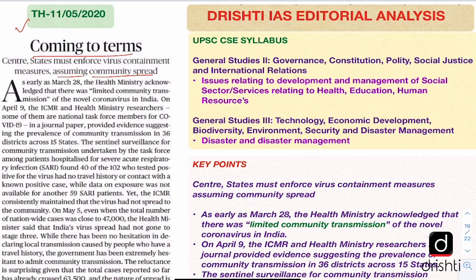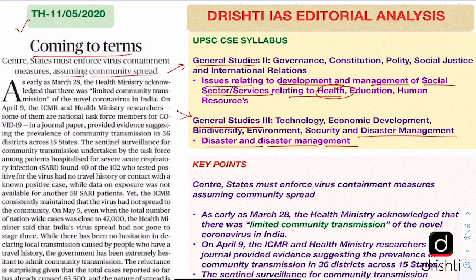Now let us look at the linkage with the UPSC syllabus. So it links directly with GS Paper 2 where we have issues relating to development and management of social sector services relating to health, and it also links with GS Paper 3 where we have disaster management because it is dealing with the COVID-19 pandemic and the community transmission of that. So it comes under disaster and disaster management as well.